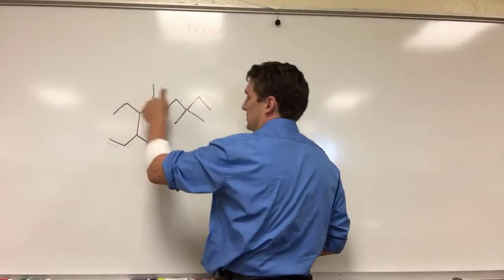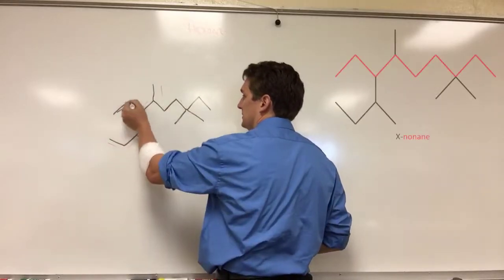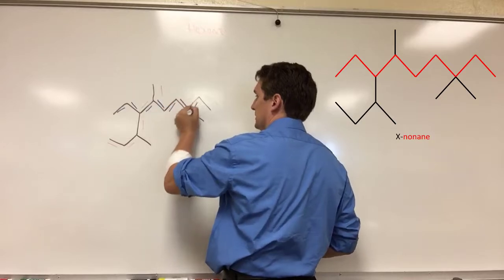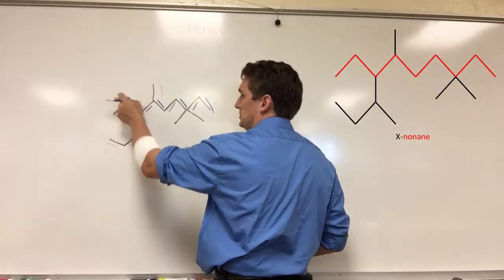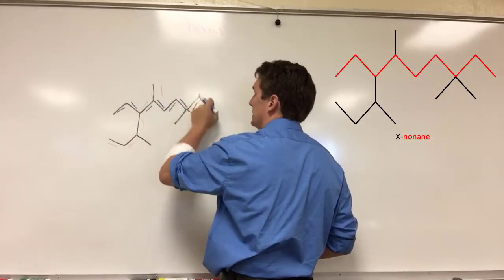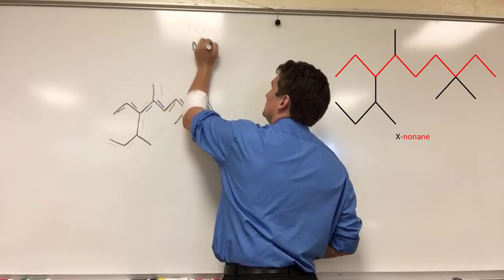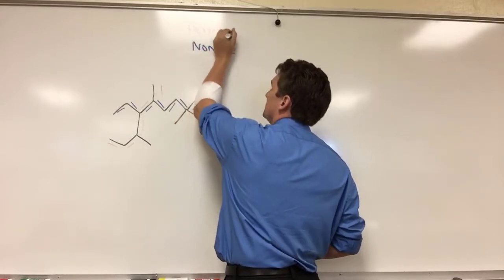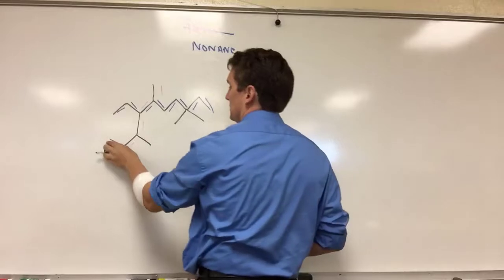Another option is we can look at this chain up here. So we have this part here, and if we look at it, we have 1, 2, 3, 4, 5, 6, 7, 8, 9. This is a nonane, which is definitely longer than hexane, so we can get rid of the hexane as an option.